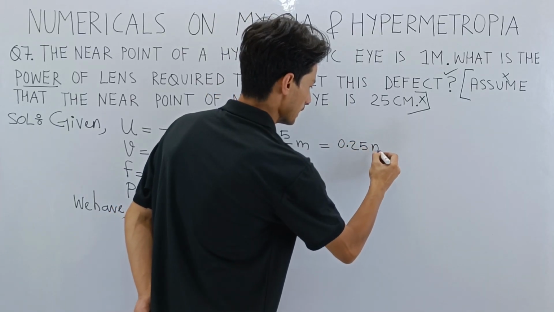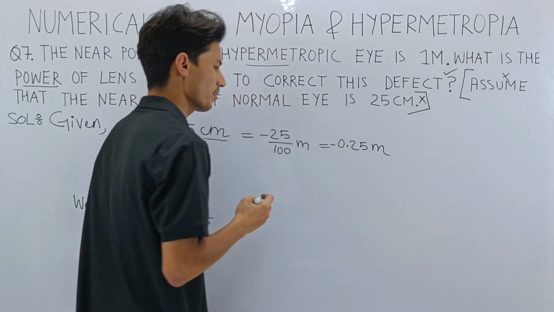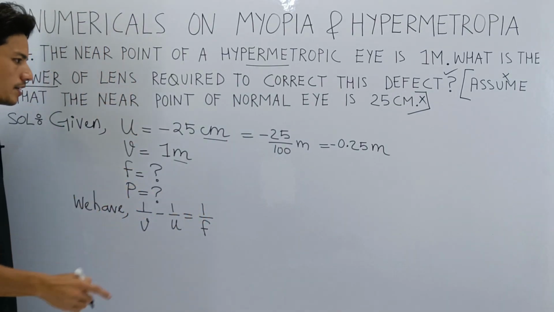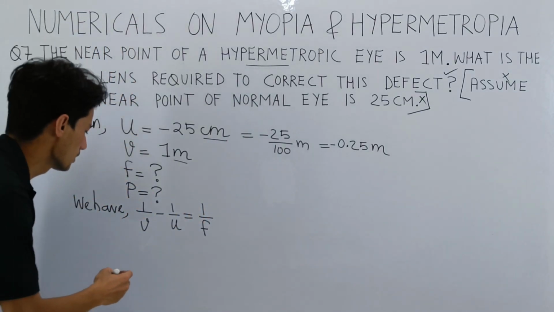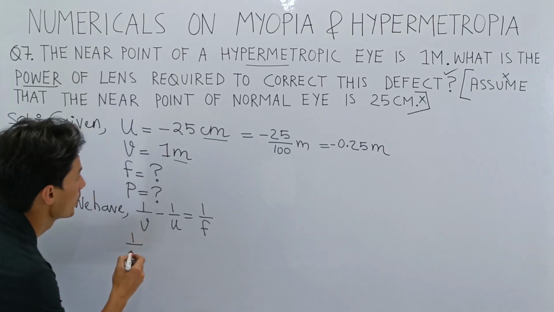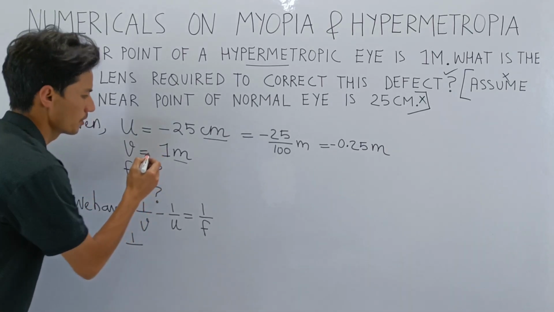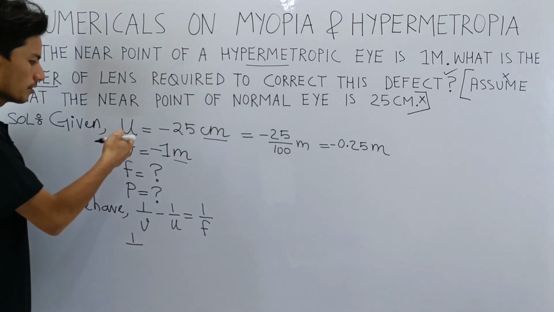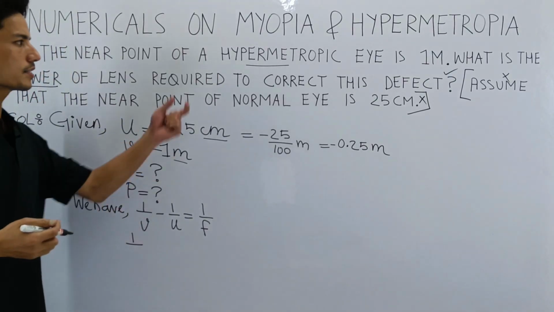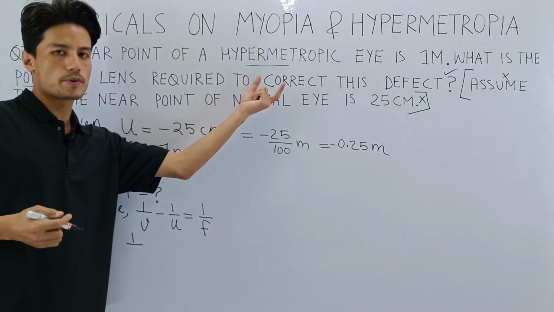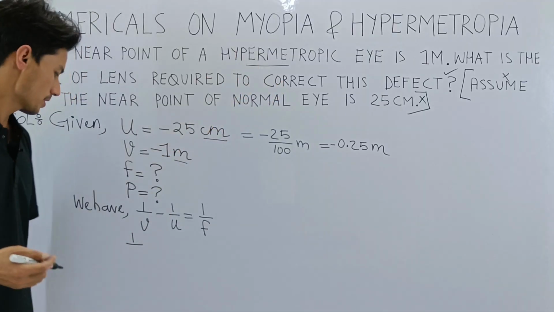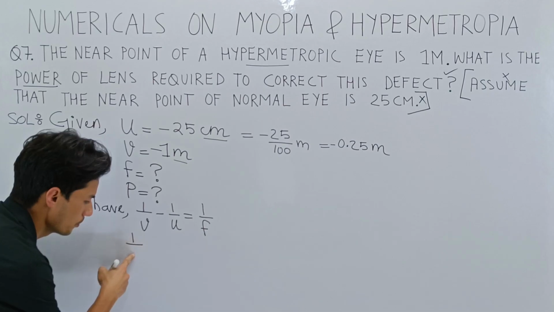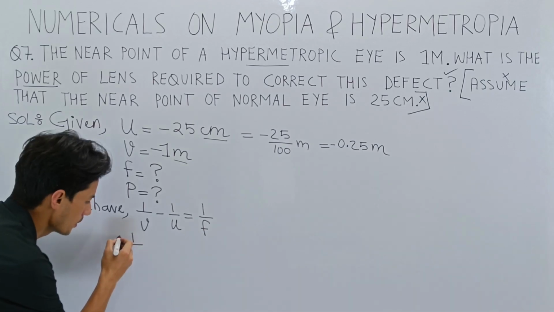0.25 meters minus 0.25 meters is the new u value. Remember this. So let's put this value. 1 by v value is minus, don't forget to put minus. u and v will always be minus on questions with hypermetropia and myopia. Remember this. So it will be minus 1 meter. The minus sign in the denominator will not carry the sign, so I'll write it in the numerator.